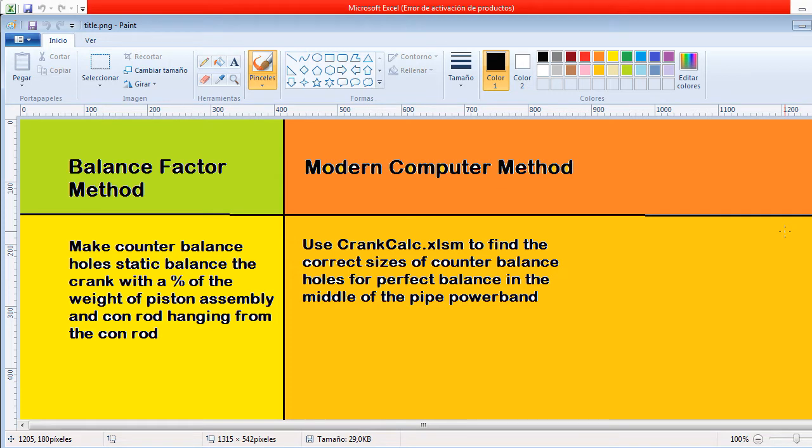I want to talk about crank balancing for single-cylinder engines. The most common method being used now is the balance factor method, and that's a method that was initiated for 90-degree V8 car engines.